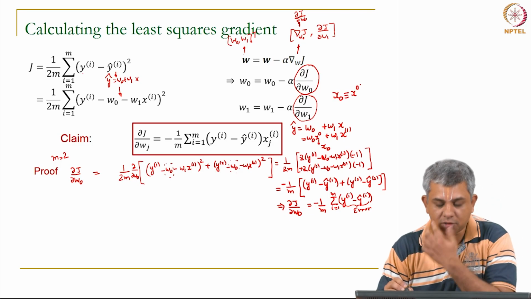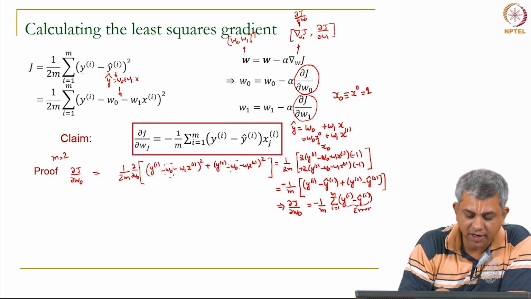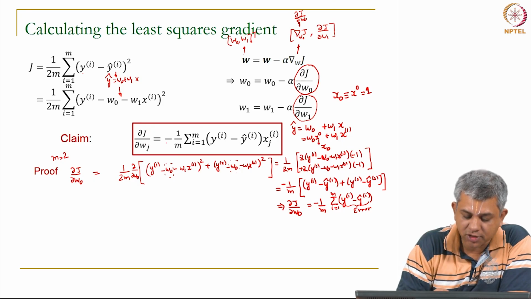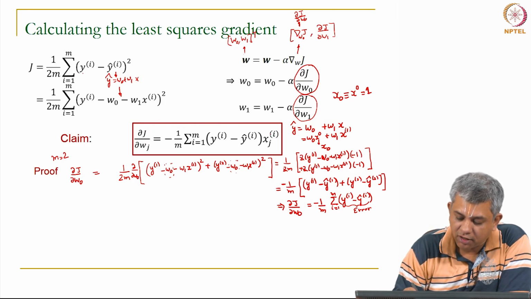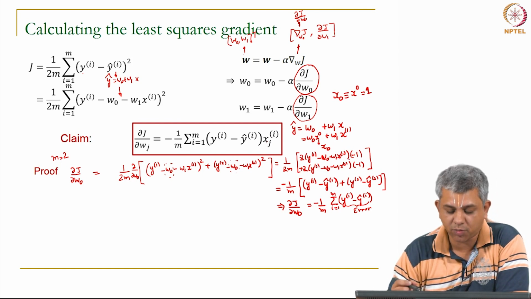You will see the power of this notation later. Because of this, when I say del J del w naught, I am going to say x naught i, where x naught is nothing but 1. That just lets me write this whole expression compactly.